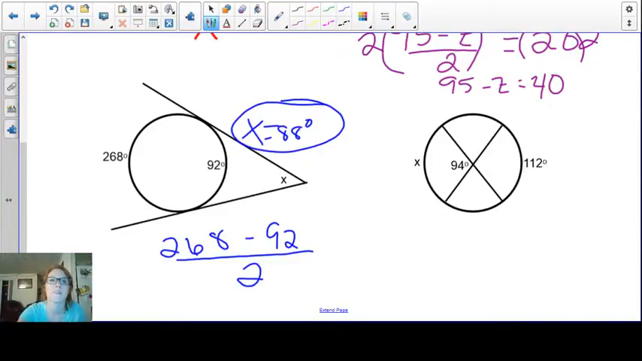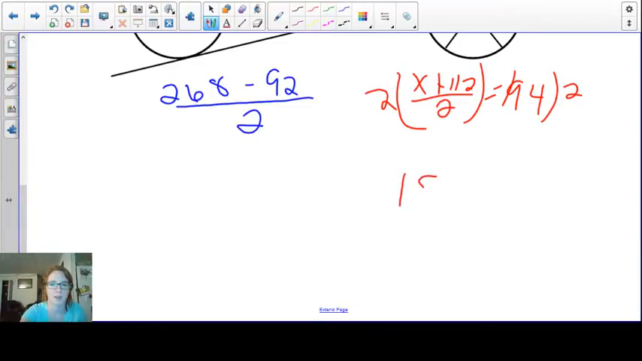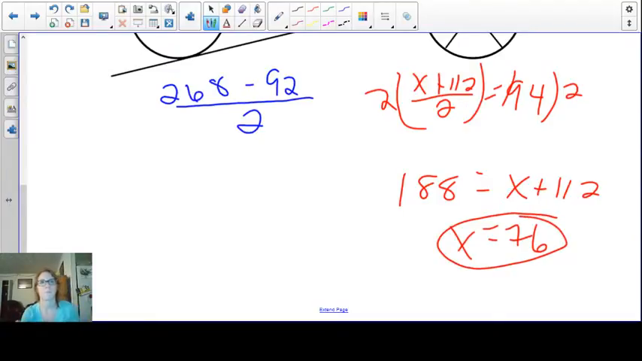And then this one is on the inside, so I have x plus 112 divided by 2 is equal to 94. Let's start first by multiplying both sides by 2. Gives me 188 minus the 112. X is equal to 76. So not too bad on those first 4.